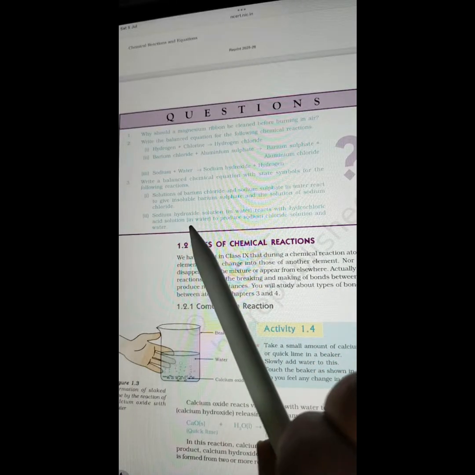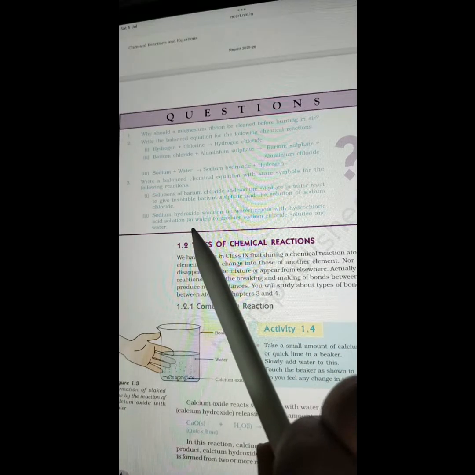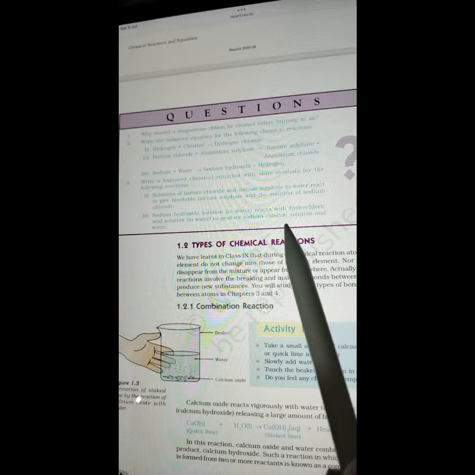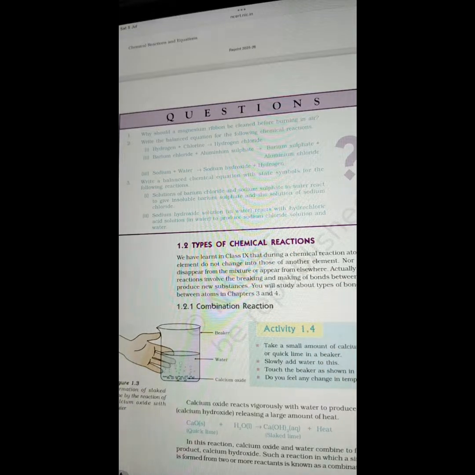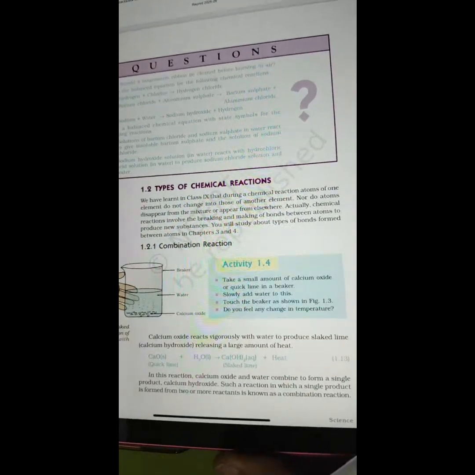2. Sodium hydroxide solution in water reacts with hydrochloric acid solution in water to produce sodium chloride solution and water. Now we have reached this portion, 1.2, types of chemical reactions.